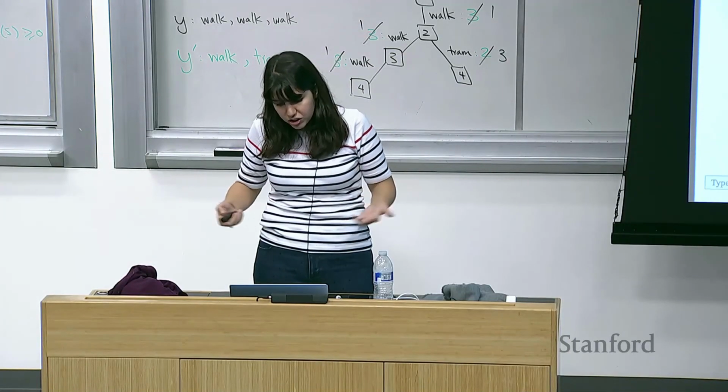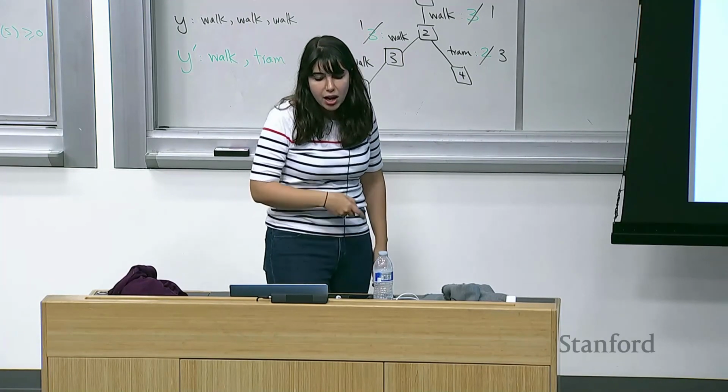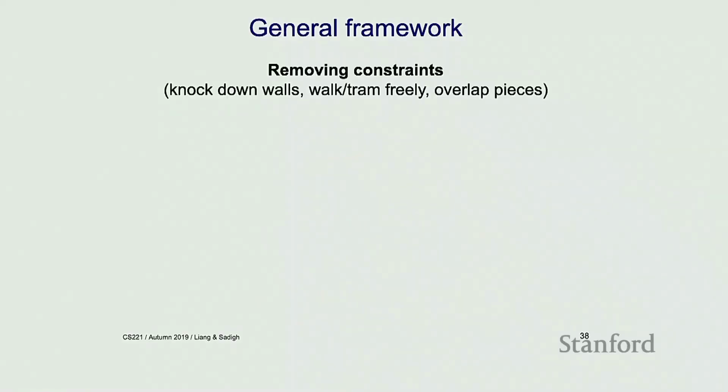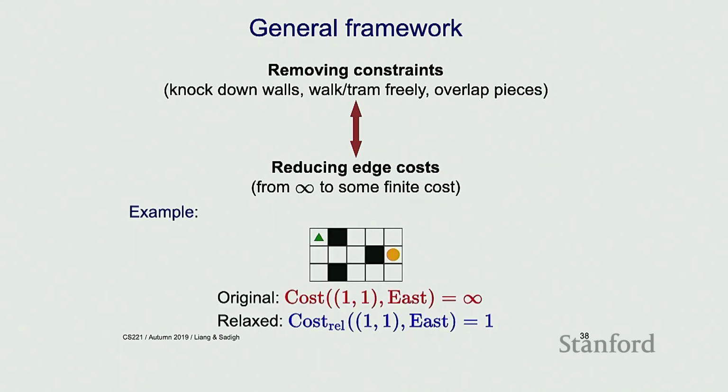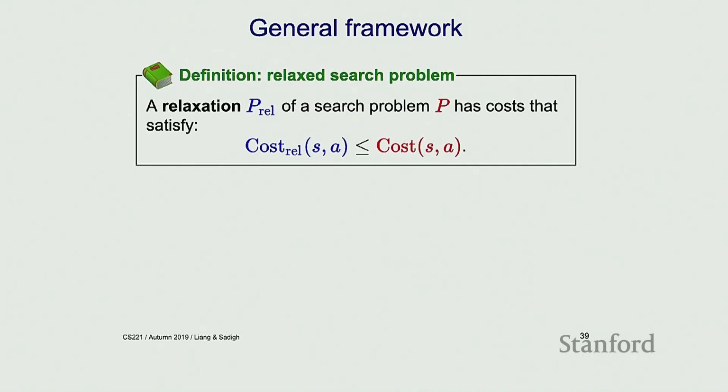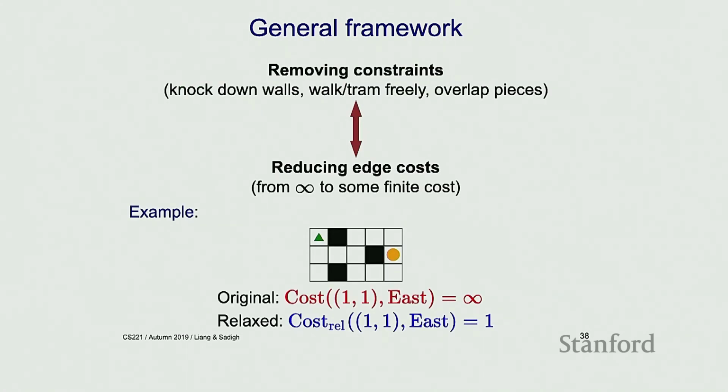So here were just some examples of this idea of removing constraints and coming up with better heuristics. Knocking down walls, walking and taking the tram freely, overlapping pieces, and that allows you to solve this new problem. And the idea is you're reducing these edge costs from infinity to some finite cost. Okay.